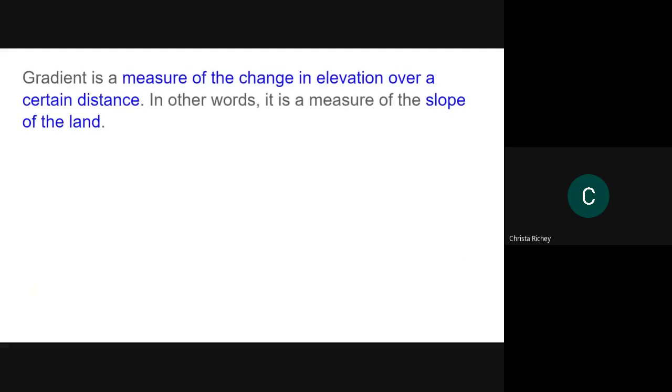All right, a gradient is how quickly in elevation over length, like distance, you're going to have for your stream. Obviously, the steeper that decline.